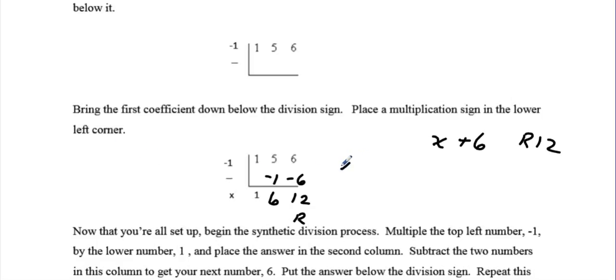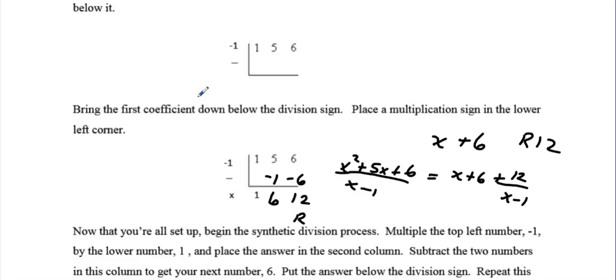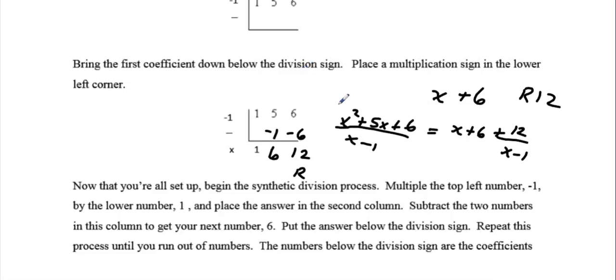So I'll say x squared plus 5x plus 6. I'm getting that from here, right? If I go backwards, this is the constant, this is the x term, this is the x squared term. Divided by x minus 1 is equal to our quotient, which is x plus 6, plus our remainder, which is 12, divided by our divisor, which was x minus 1. Okay, so that's one way of expressing that answer. The other way would have been in corresponding form. I'll just write quotient form here.